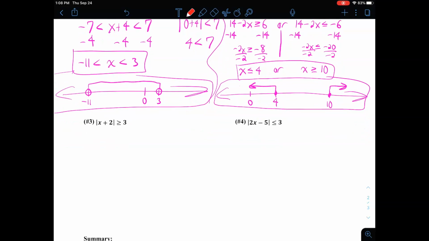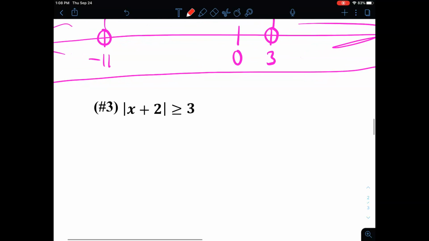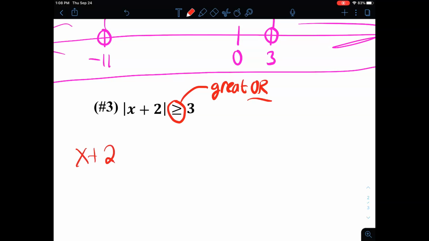Pause the video. All right, absolute value of x plus 2 is greater than or equal to 3. Is this a less than or a greater? This is greater. So we're going to do x plus 2 is greater than or equal to 3. Rewrite it without the absolute values. We're going to put or, and then we're going to do the same thing, x plus 2, but we're going to flip the inequality to less than or equal to, and we're going to put negative 3.